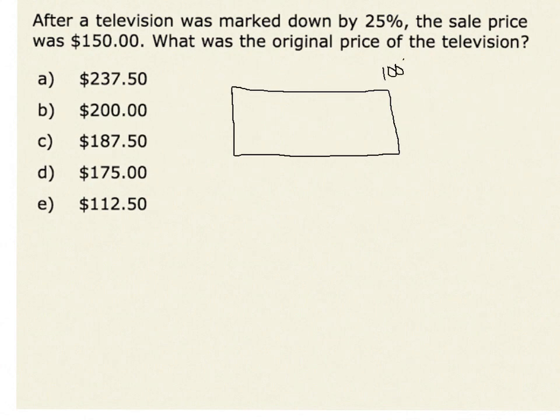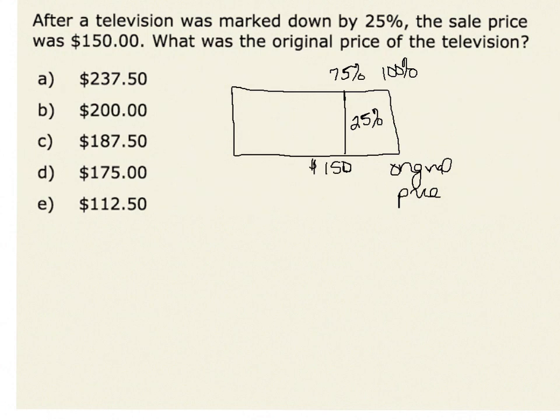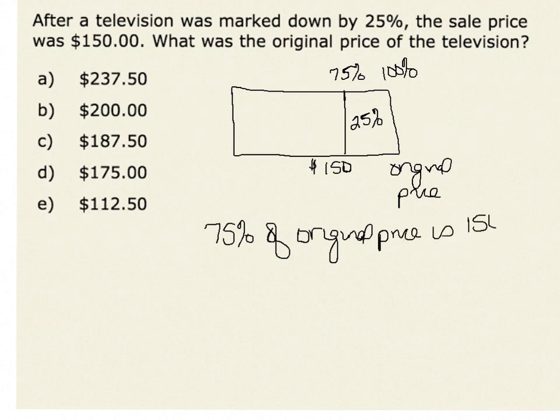If I let this rectangle be 100%, or my original price, I can visually represent my 25% markdown. That 25% markdown resulted in a price of $150. I can also see from this representation that I paid 75% of my original cost, and that amount was $150.